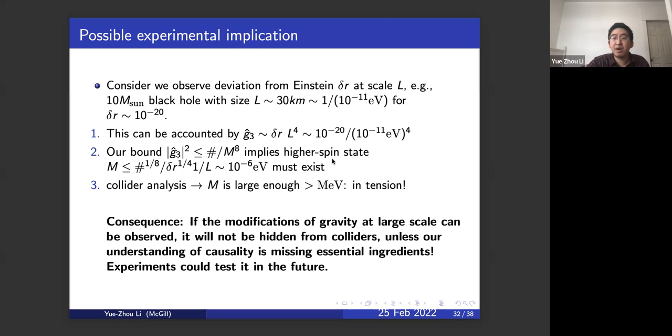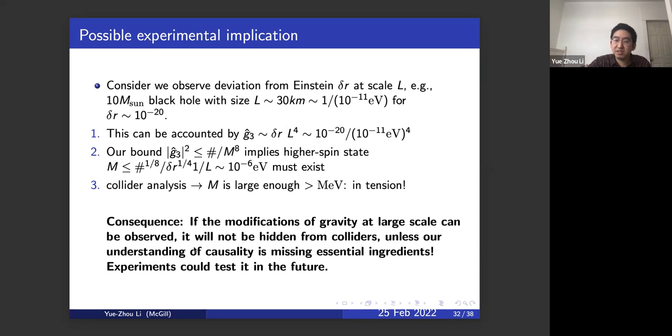So this basically implies the higher spin state must exist with mass much smaller than 10 to the minus 6. However, if we look into the collider analysis, some papers from the LHC, if we trust their analysis, because they didn't find any clue for higher spin states, it means that the m must be large enough. Basically, it must be larger than MeV. So it's actually in tension with our bound's implication for large scale observation.